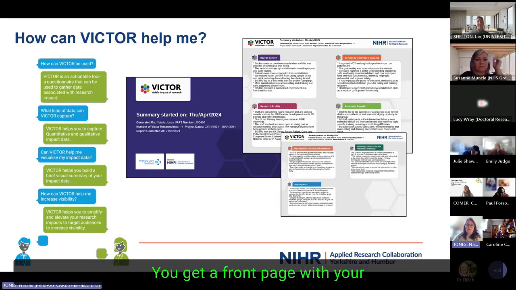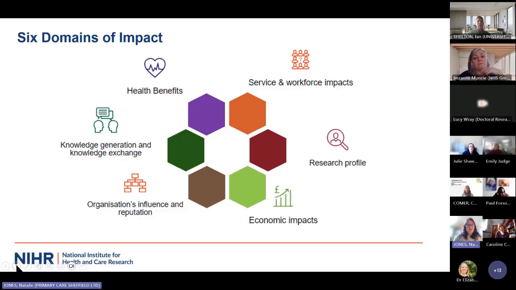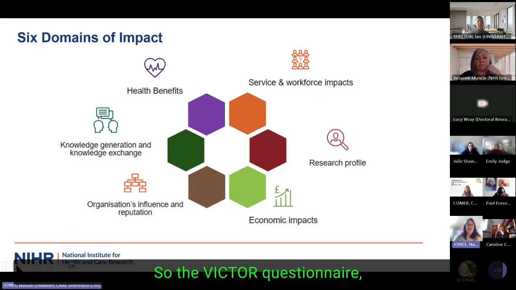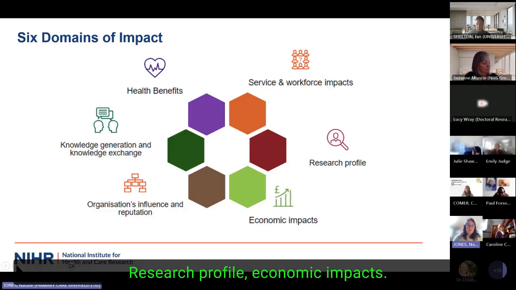You get a front page with your study information on, and then 2 further pages with the domains of impact and your impact stories and information. And obviously you can use that to communicate your impact to other stakeholders. So the Victor questionnaire is based around 6 domains of impact. So health benefits, service and workforce impacts within your team and your service and your organisation, research profile, economic impacts.